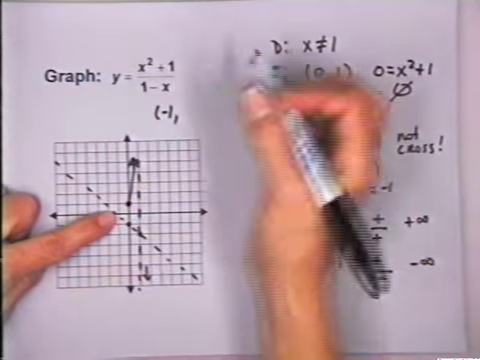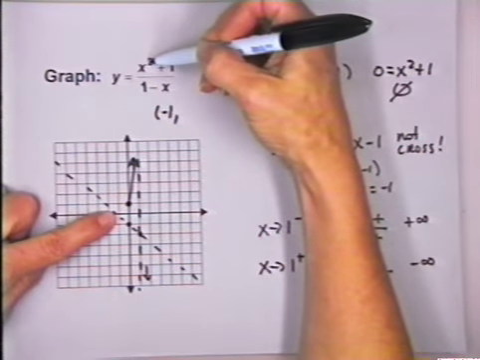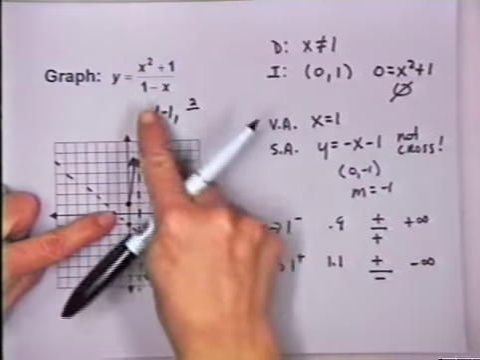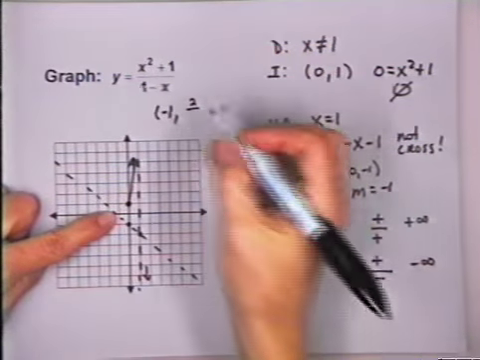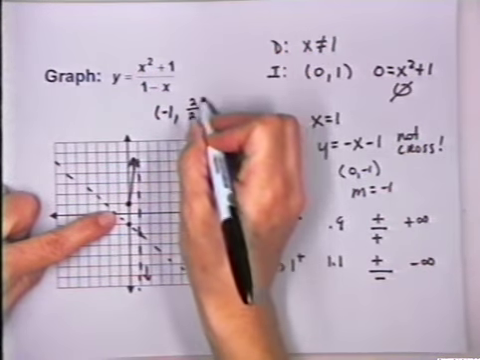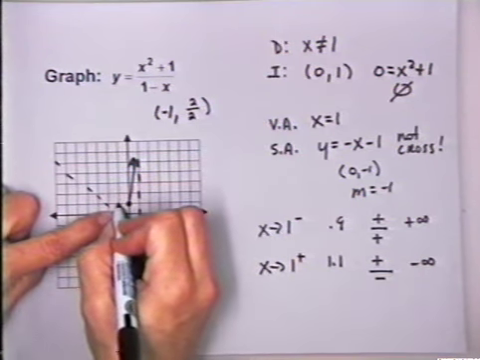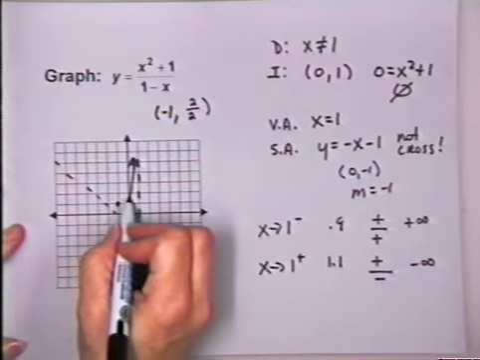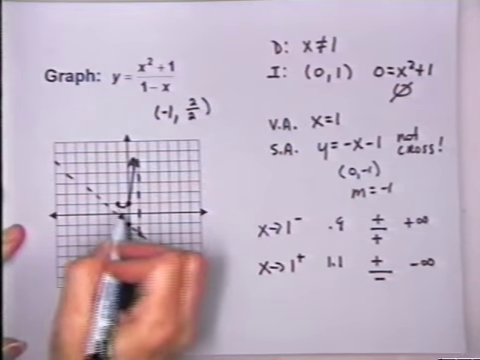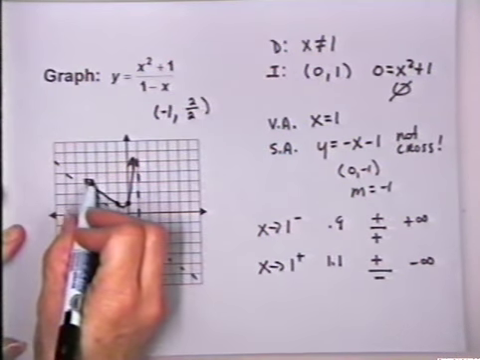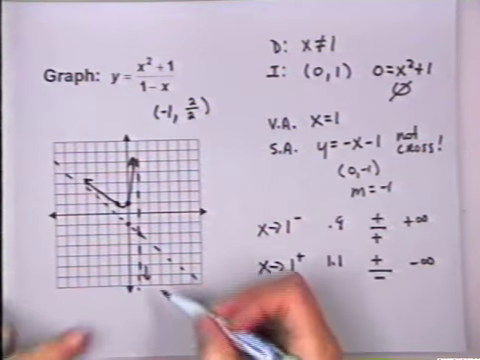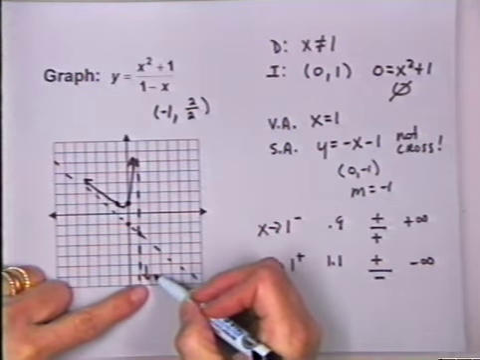Okay? If x is -1, when I square it I get 1 plus 1 is a 2 in the numerator. And 1 subtract -1 would be 1 plus 1 or 2 in the denominator. So -1 gives me 1. Okay? So I probably come down a little bit and then back up through that point and approach my slant asymptote like that. Okay? Now let's get, say, a point or two over here also.